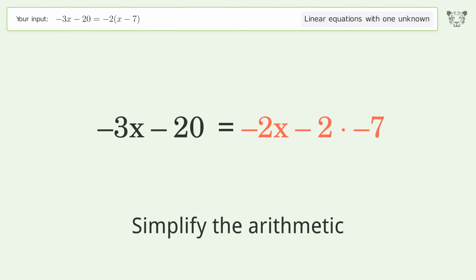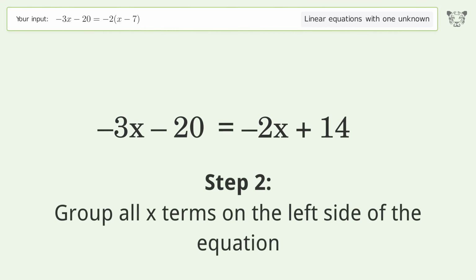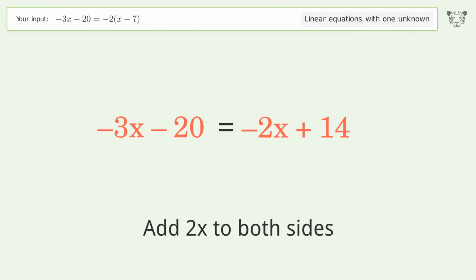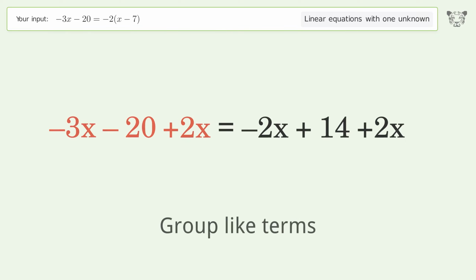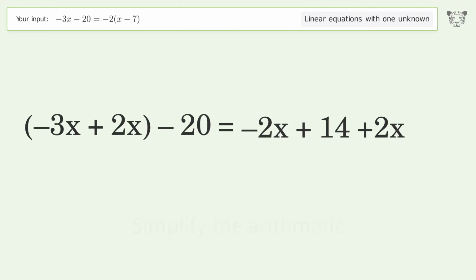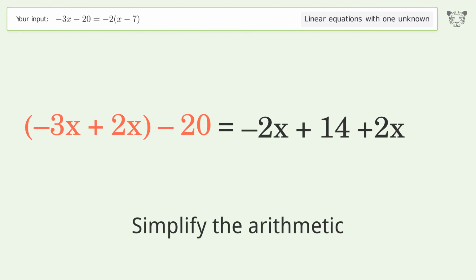Simplify the arithmetic. Group all x terms on the left side of the equation. Add 2x to both sides. Group like terms. Simplify the arithmetic.